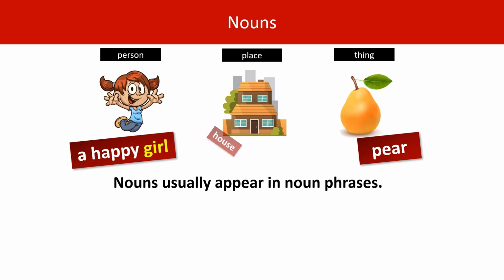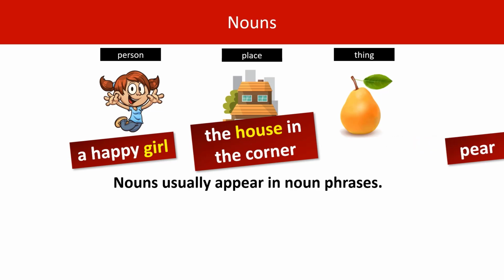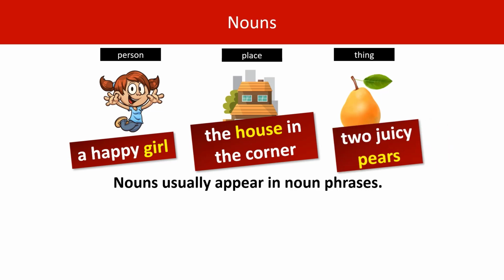And the word house wouldn't appear by itself usually. It might be something like the house in the corner. That's another noun phrase. It's modified by the word the and the prepositional phrase in the corner. Tells us which house. And the word pear might appear in a phrase something like 2 juicy pears. Okay, let's put another pear up there just to make that a bit more accurate. So nouns usually appear in noun phrases. There's more detail on that on the webpage.